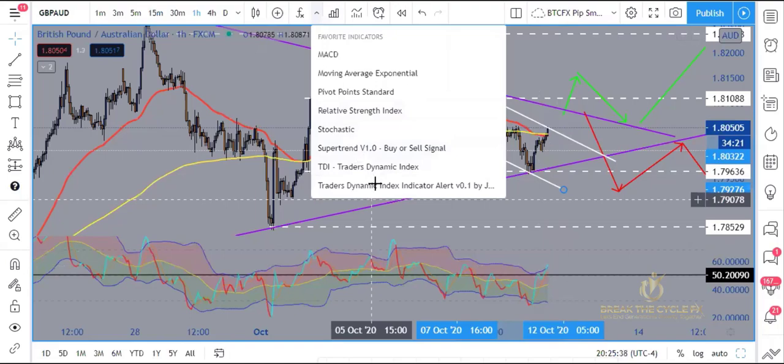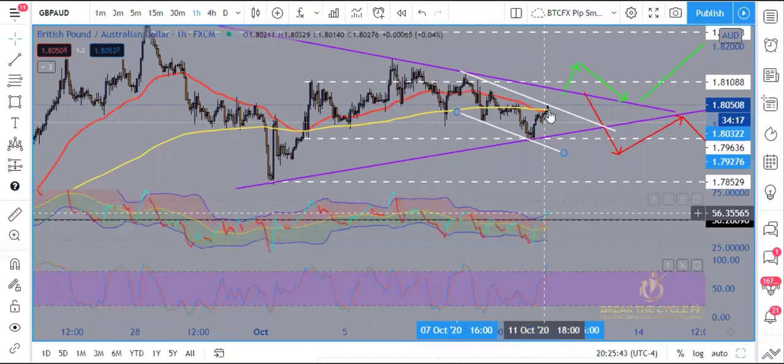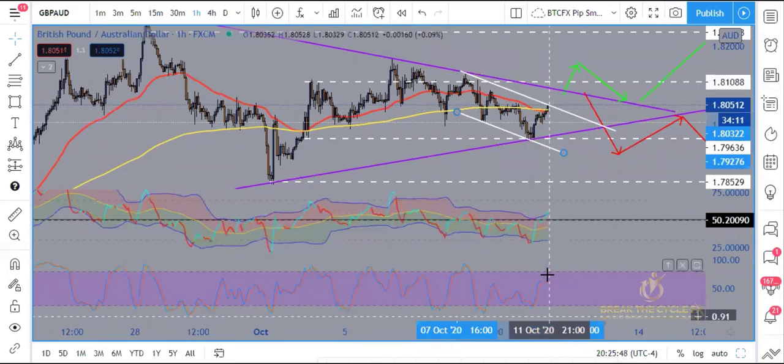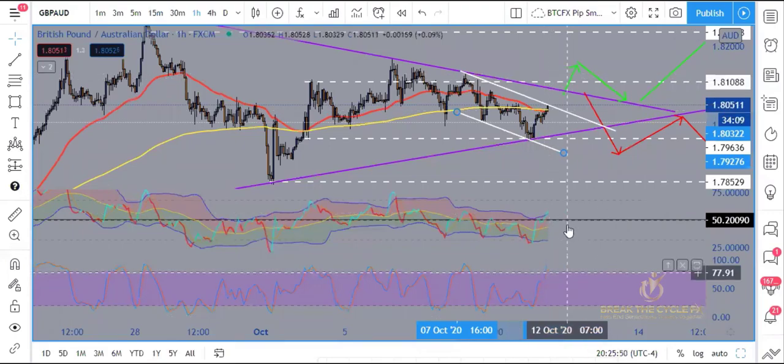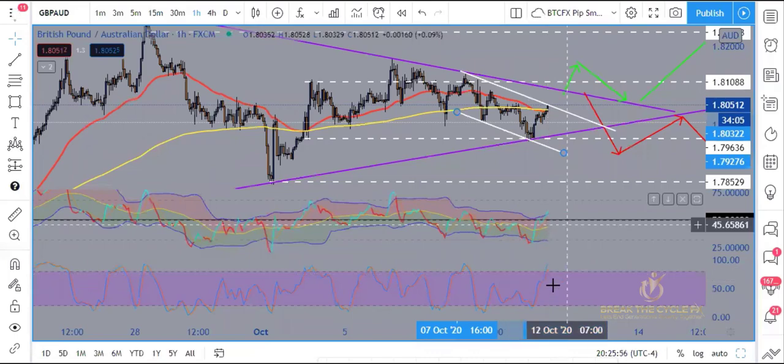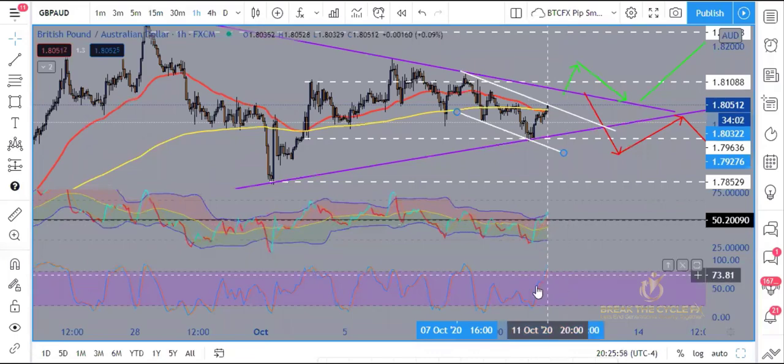We throw the stochastic on here to see. The stochastic is looking just like the TDI. It's still pointing up, so this could definitely keep on breaking. All right, don't trade against these guys. If you see this thing pointing straight up and you're taking a trade on that time frame, wait until it goes your way.